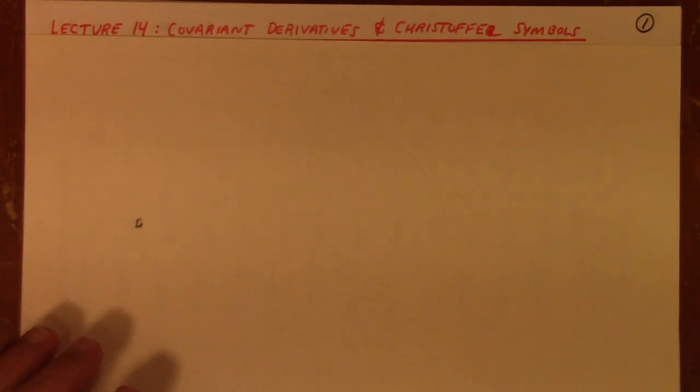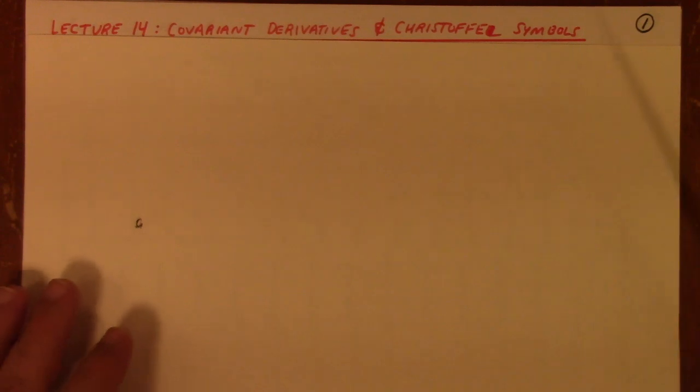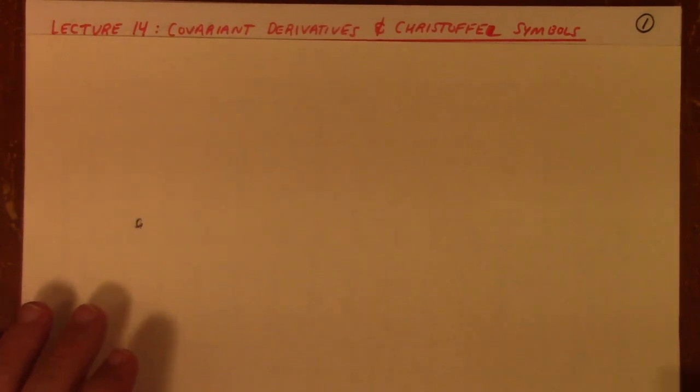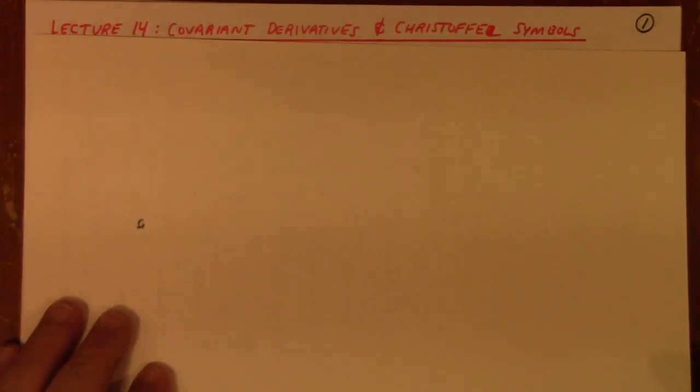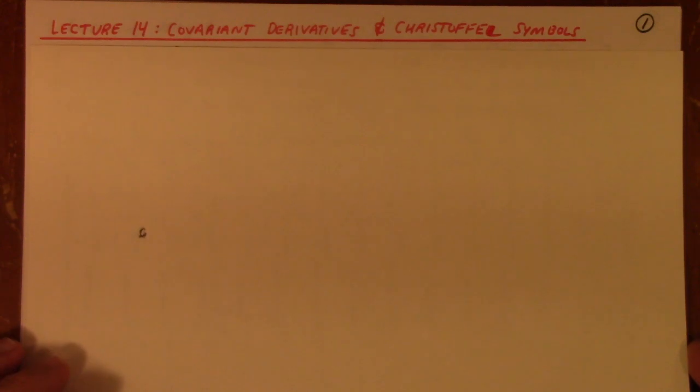Well, welcome to Lecture 14 in General Relativity. I have titled this lecture Covariant Derivatives and the Christoffel Symbols. I don't think that's entirely accurate. I think it's more than that. The totality of this lecture, I'll cover the Christoffel symbols, the curvature, the scalar curvature, the whole deal. So let's get into it.